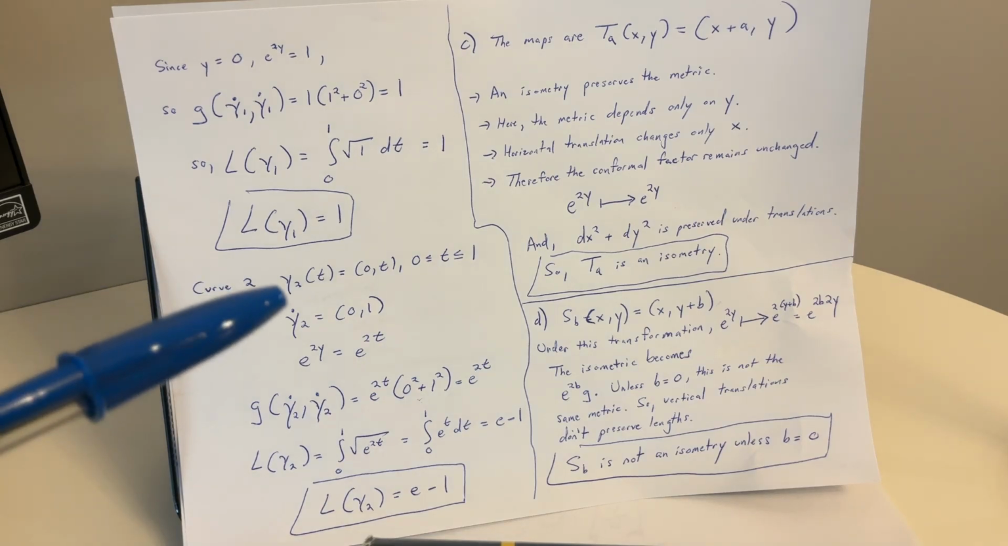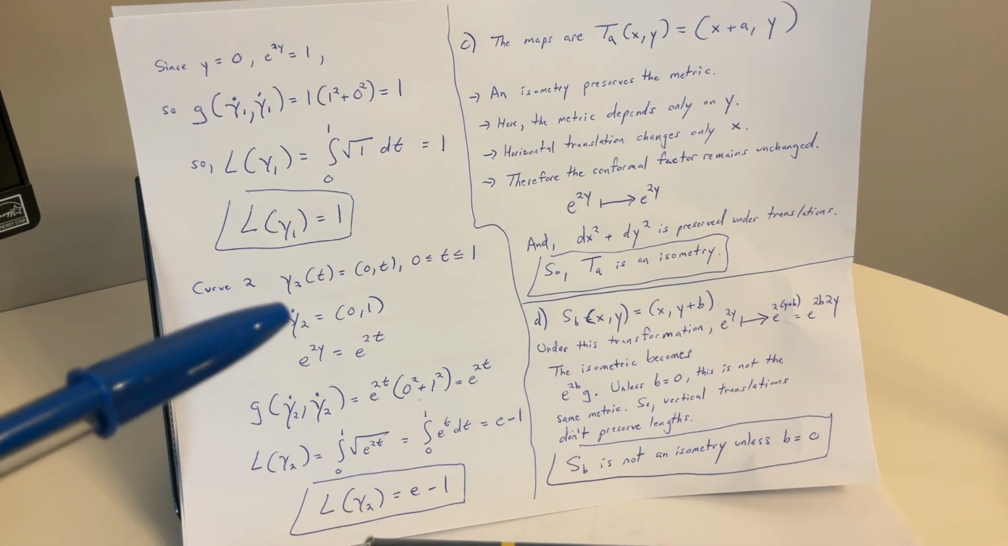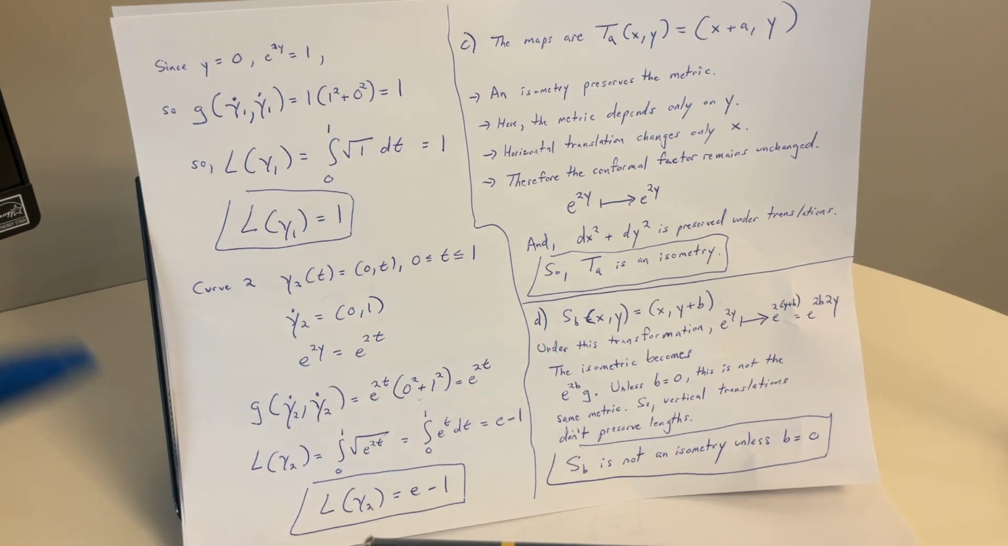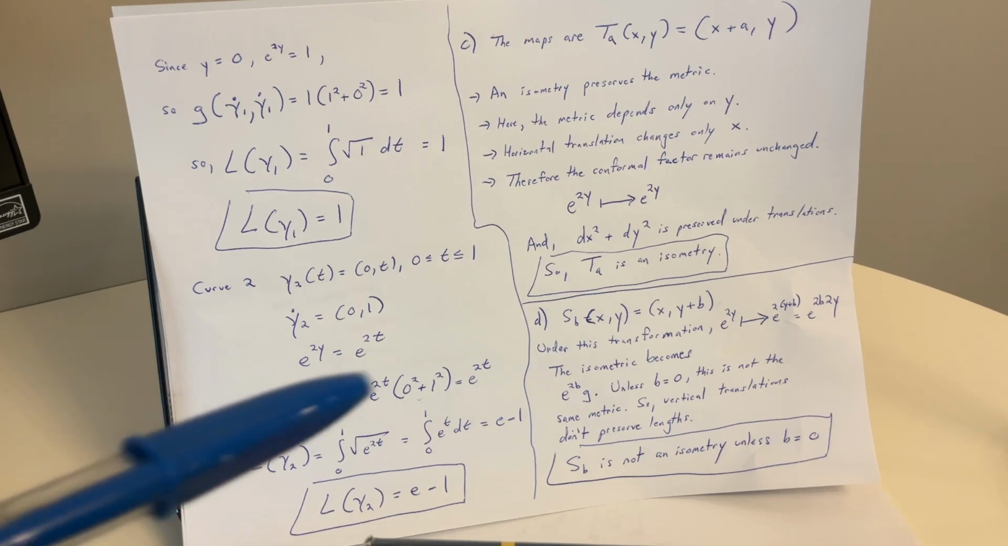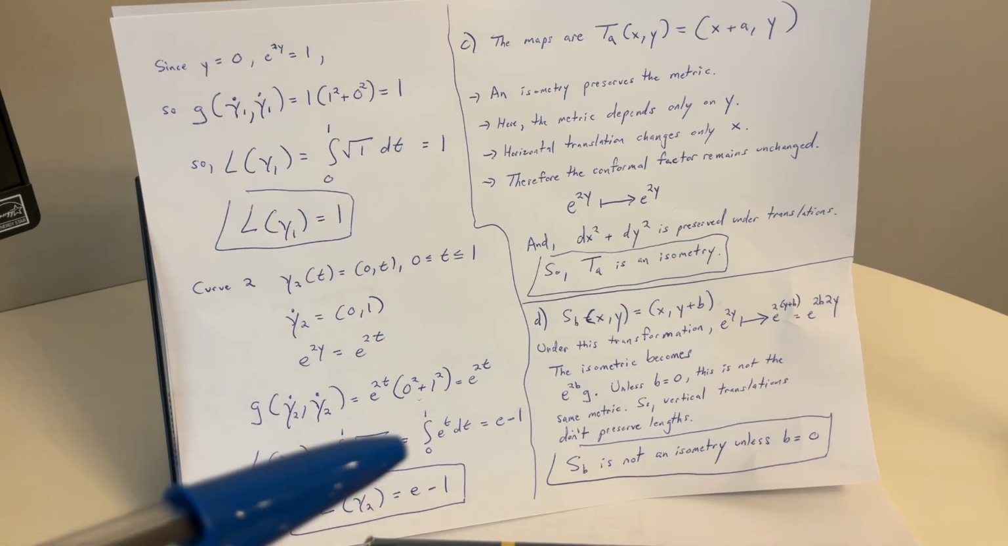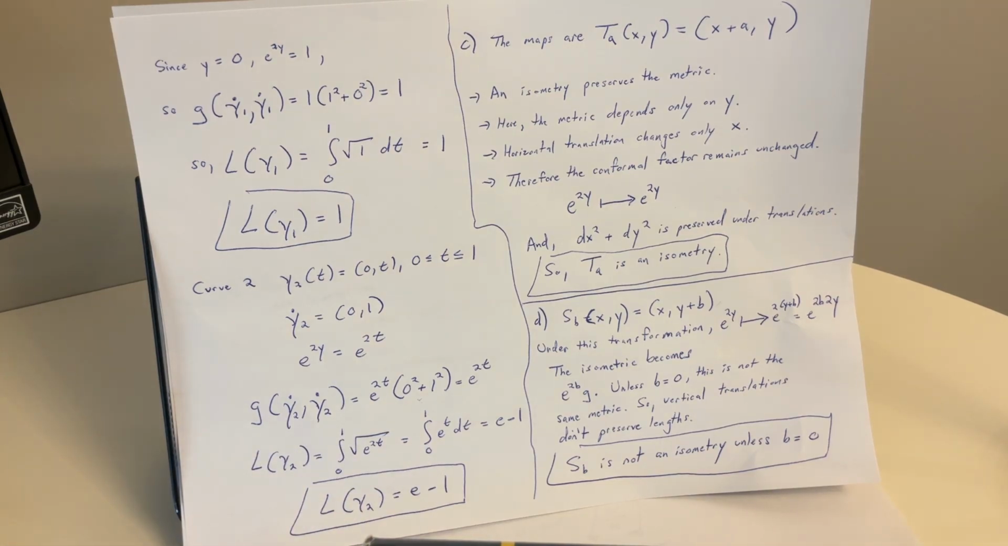For curve 2, here's what we have. Same principle, similar operations, except here, after substituting everything, L of y sub 2 is the integral from 0 to 1 of the square root of e to the 2t, but that simplifies to just the integral from 0 to 1 of e to the t dt. Integrating that, we just get e minus 1 for our L of y sub 2. So L of y sub 2 is e minus 1.